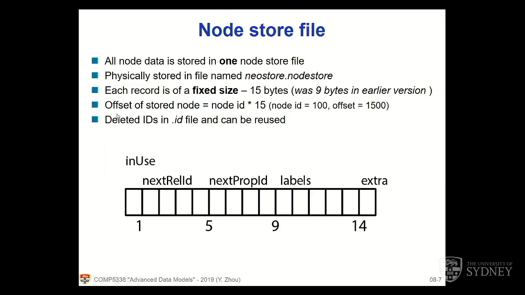Each node, remember, has an ID, and its record is stored at the offset computed from the ID. The offset of the node record is the node ID times 15, where 15 is the record size in bytes. So if the ID is 0, it's stored in the first record, and the offset is 0. If the ID is 1, it's stored in the second record, at offset 15. And if the ID is 100, it's stored at offset 1500.